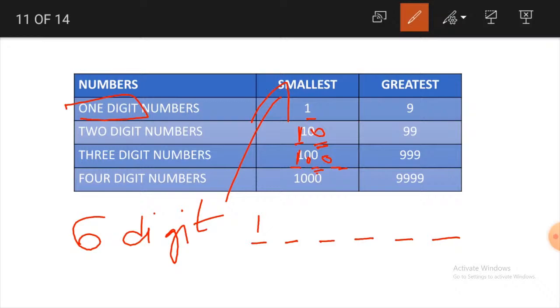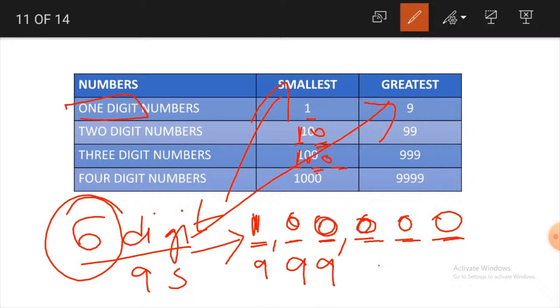In the same way, if I ask you to write the greatest 6-digit number, what will you do? You will write 6 nines. 9, 9, 9, 9, 9, 9. Simple, isn't it? For smallest numbers, we write 1 and fill in the remaining digits with zeros. For greatest numbers, we write nines. The number of digits is equal to the number of nines. Okay.